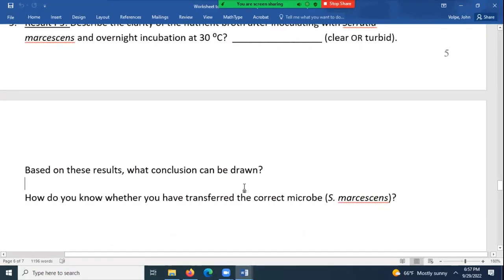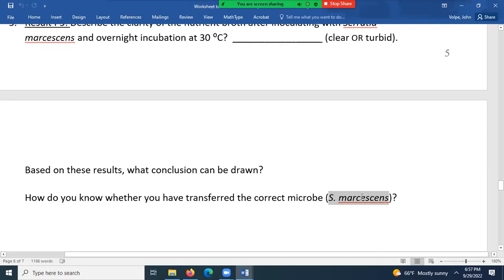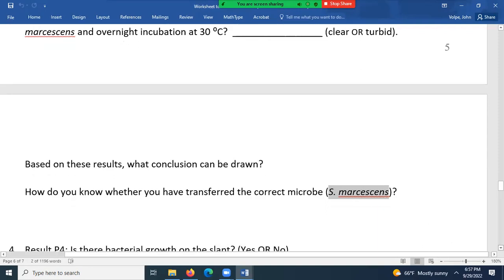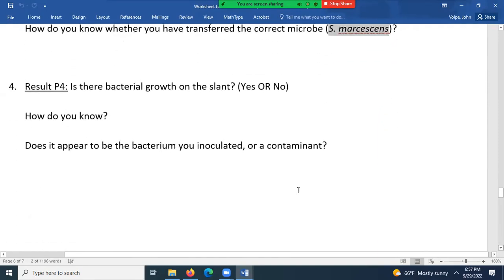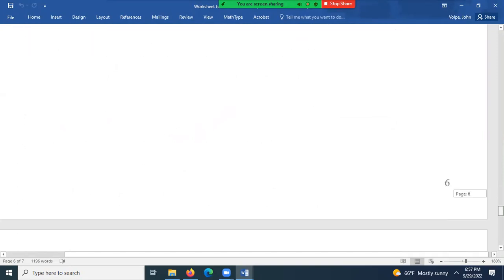Once again, use the table to write your conclusion. And then answer, how do you know whether you've transferred the correct microbe, which is Serratia marcescens? And then for result 4, is there bacterial growth on the slant? Just answer yes or no. And how do you know? State how you know. And does it appear to be the bacterium inoculated, or does it appear to be a contaminant that's growing? And then that's it.